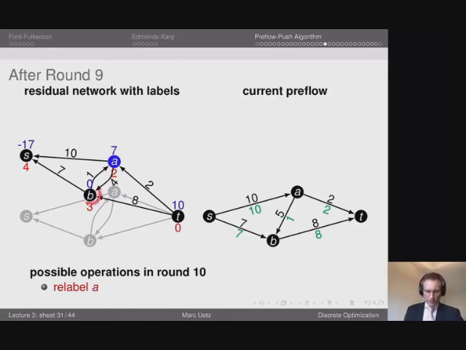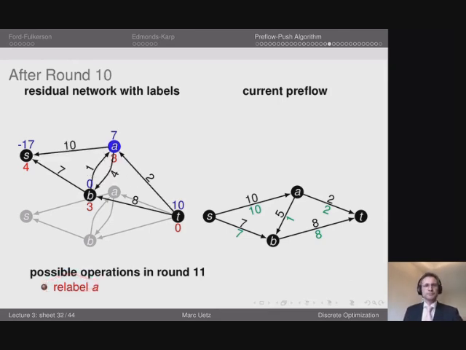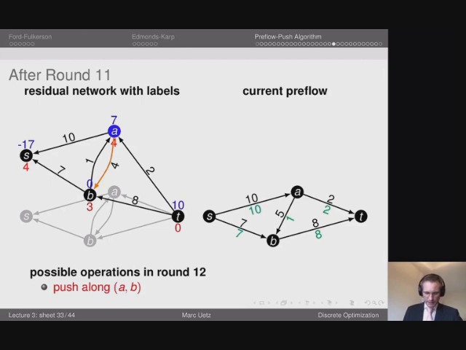Notice that B is no longer active because all the excess flow in B was actually pushed to A, and all the excess is now sitting in A. As A is the only active node, we have to relabel it, and that's what we do. We see that nothing happens, so we moved it from level 2 to 3. It has level 3. B also has level 3, and the source node has level 4. So A is still the only active node, so we have to relabel it again.